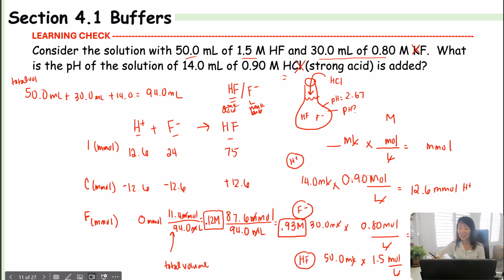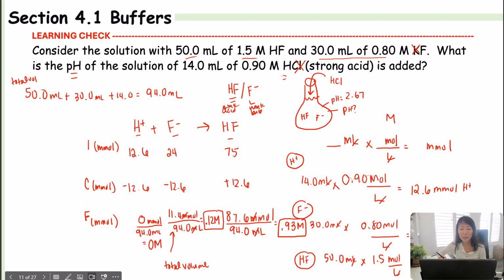Now we haven't even gone to the acid. We were looking for pH, remember. Now what about the concentration of this one? Well, if I were to divide this whole thing by 94.0 mL, you would just get 0 because there's nothing left over of the strong acid.